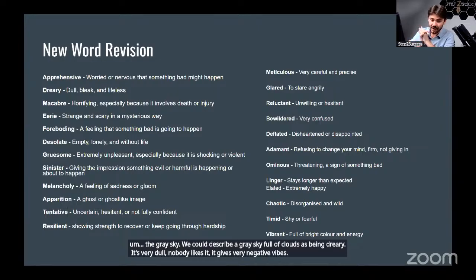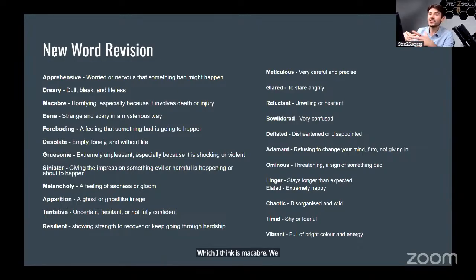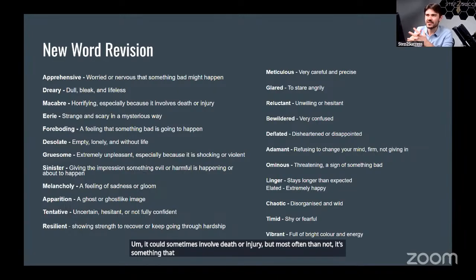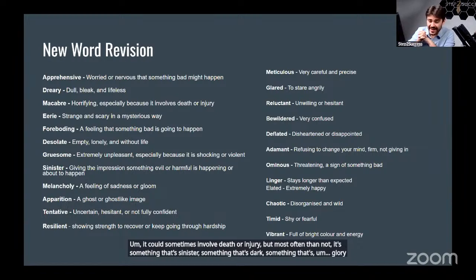If something is macabre, we discussed it as being potentially horrifying. It could sometimes involve death or injury, but more often than not, it's something that's sinister, something that's dark, something that's gory. If something is eerie, this is a lovely one to use in tones and atmospheres.